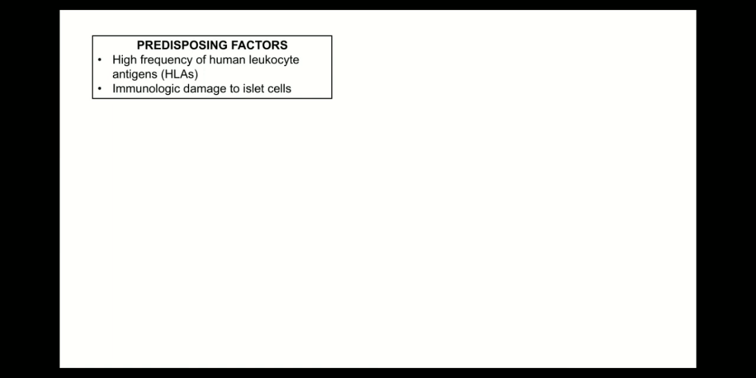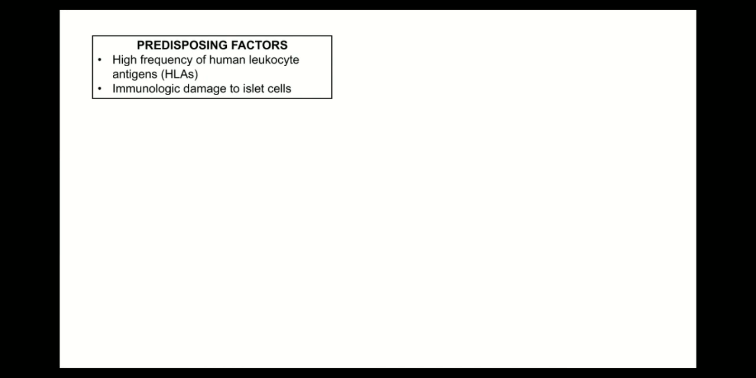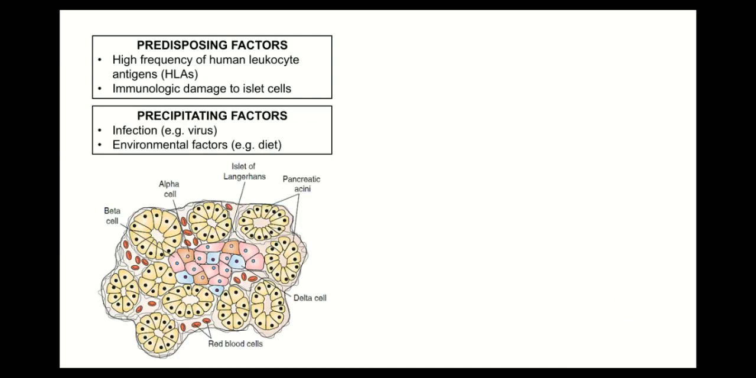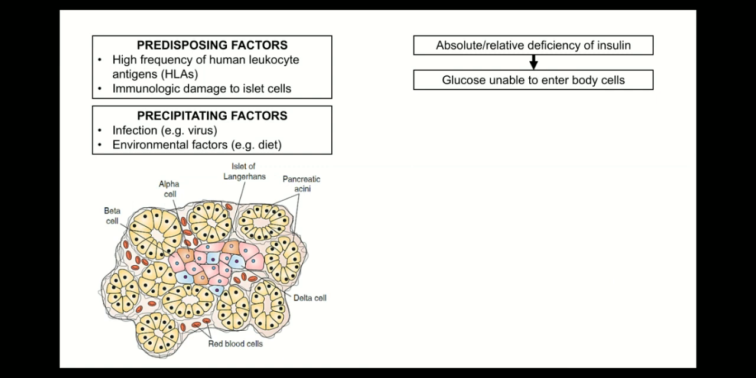First, we have predisposing factors. One is a high frequency of human leukocyte antigens, or HLAs. Then we have immunologic damage to islet cells. For precipitating factors, we have infection, such as a viral infection. Then we have environmental factors. These factors result in a failure of the pancreas to release insulin, and there will be ineffective glucose transport.